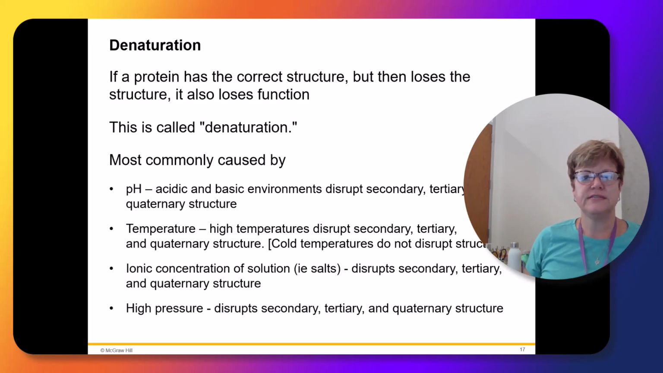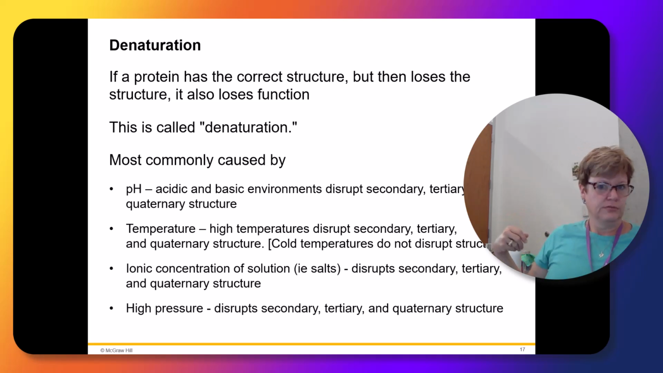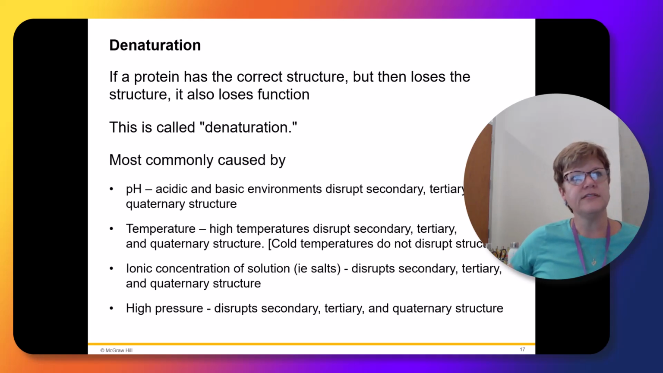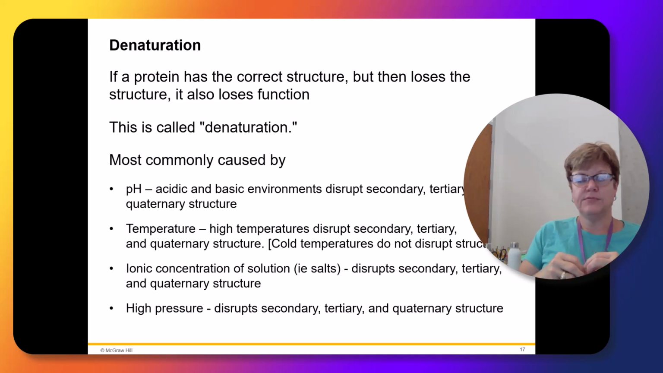So proteins can be what we call denatured, unfolded, or disrupted in their shape. A good example of denaturation of proteins would be when you cook an egg white. An egg white is full of a protein called albumin. And when you first crack open the egg, it's slimy, and the egg white is very watery and slimy.